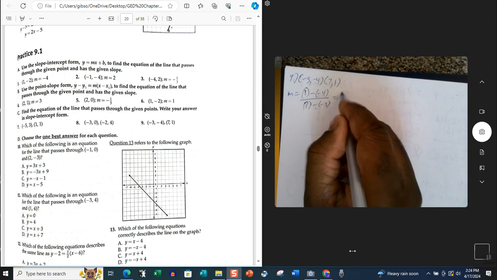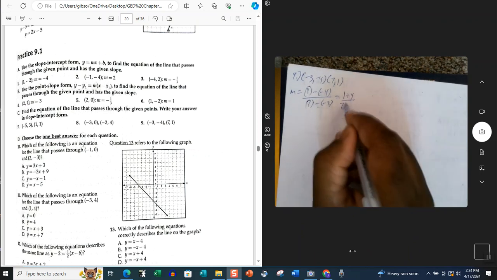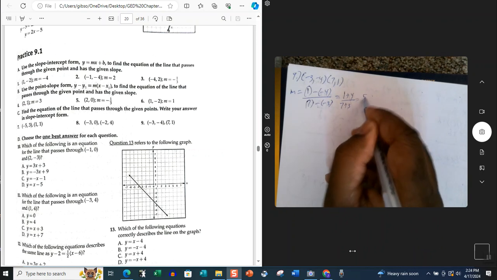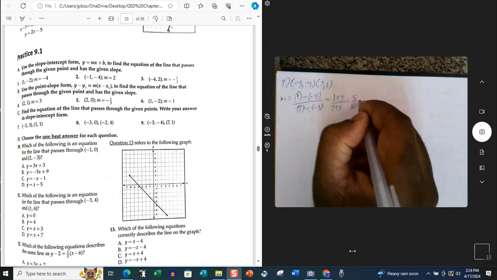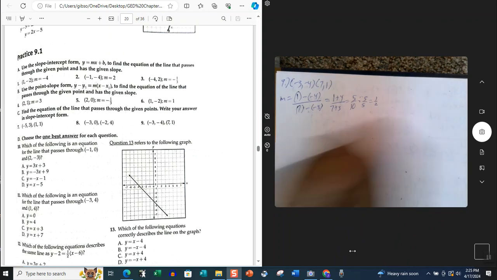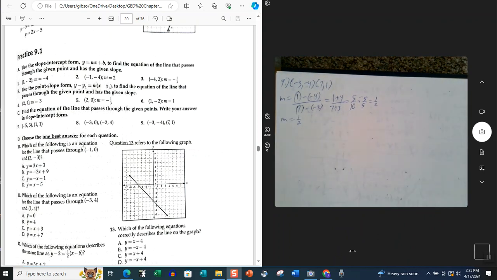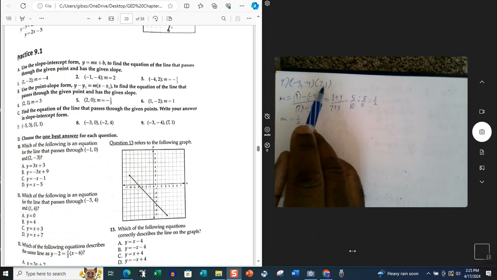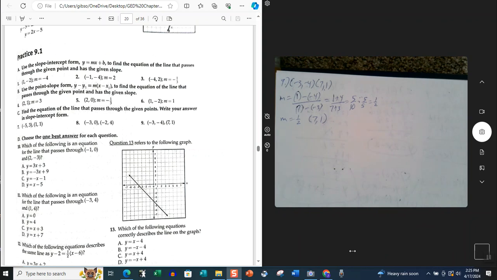1 minus a -4 is 1 plus 4. And then 7 minus -3 is 7 plus 3. So this will give us 5 over 10. We can simplify both by dividing them by 5, and that's 1/2. So your slope is 1/2. And we need to pick one of these ordered pairs. I probably would pick the second one because there's no negative signs there.